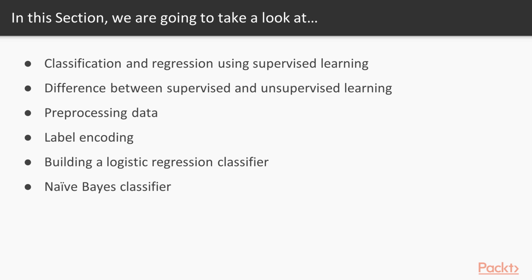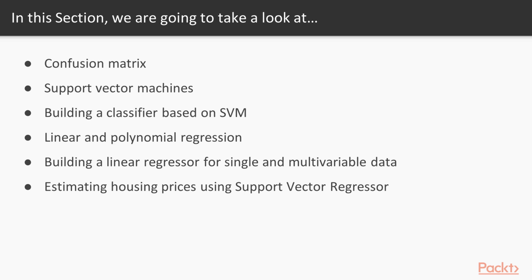Further on, we will be looking at naive Bayes classifier, confusion matrix, support vector machines, and building a classifier based on that. We will understand what linear and polynomial regression is and building a linear regressor for single variable and multivariable data. We will also estimate housing prices using support vector regressor.